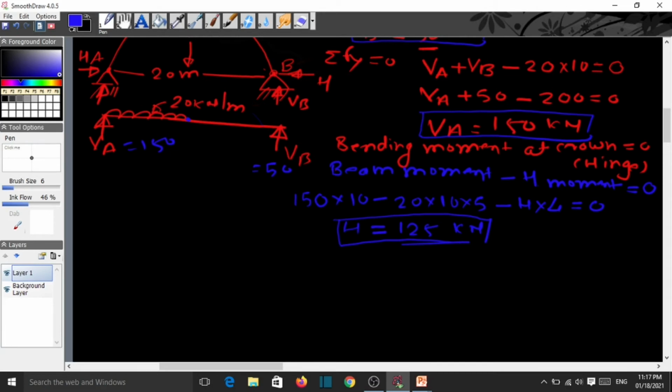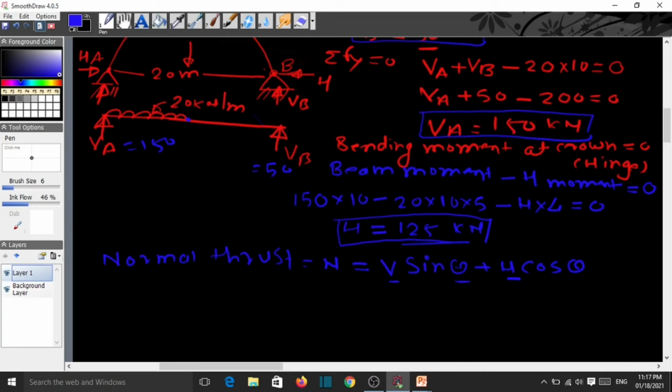Now for the normal thrust, that is N, and that is equal to, the formula is V sin theta plus H cos theta. So here we know the H. So what is unknown? Theta and this V. V is the shear force.